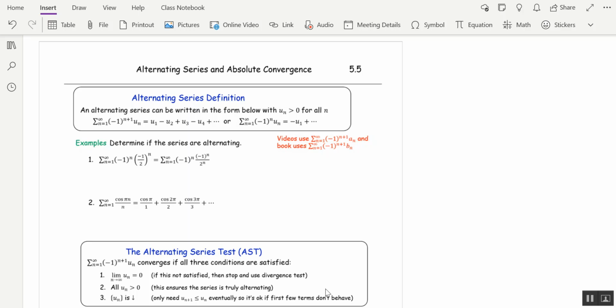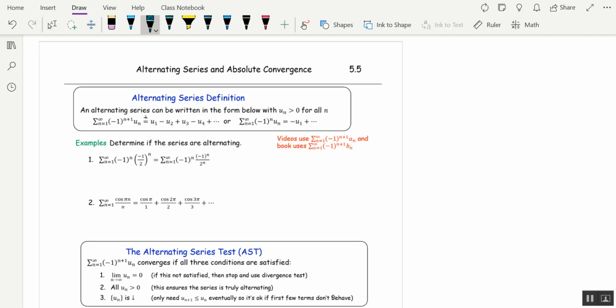Welcome to alternating series. Today's a big section, so let's just jump right in with the definition of an alternating series. An alternating series is one that alternates in sign. It can either start with a plus or it can start with a minus. It doesn't matter, but the signs have to alternate. And so all the u_n have to be positive. Let's look at it in a couple of examples.